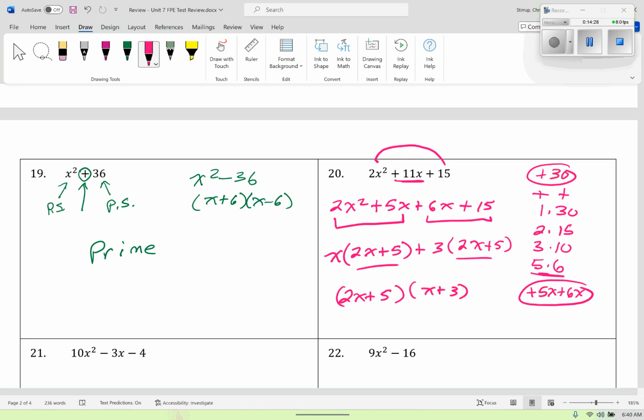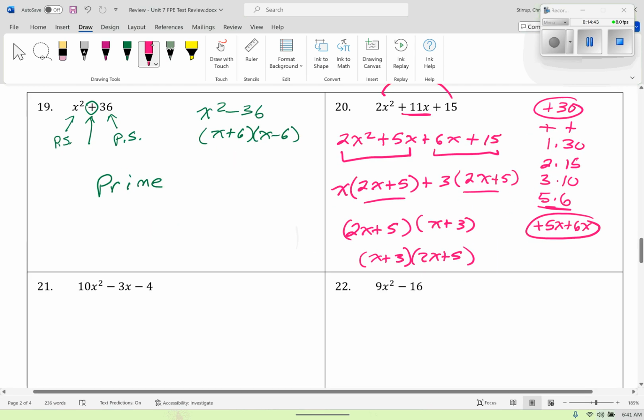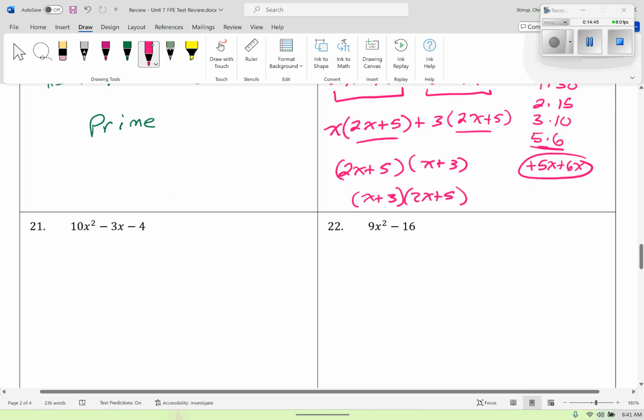Just know this. If you had flip-flopped 6 and 5, if you had 6x right here and 5x right here, the answer would come out to this, and this is the exact same answer, just flip-flopped, okay? So just know that if you worked it out and you had gotten the answer backwards, that's okay. Watch your signs, though, and those are all positive.